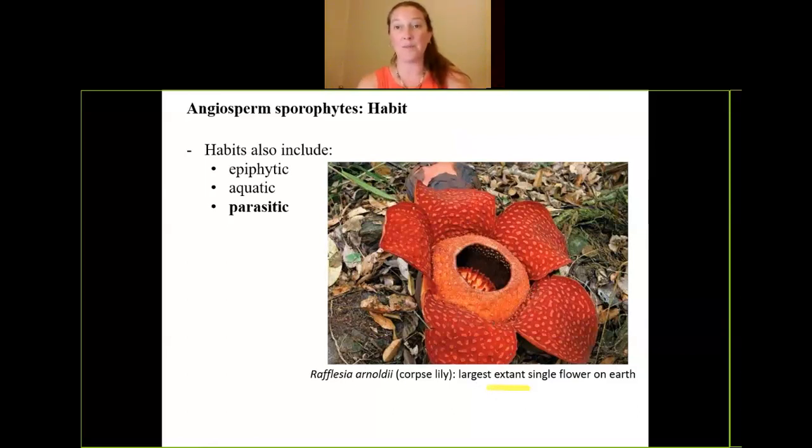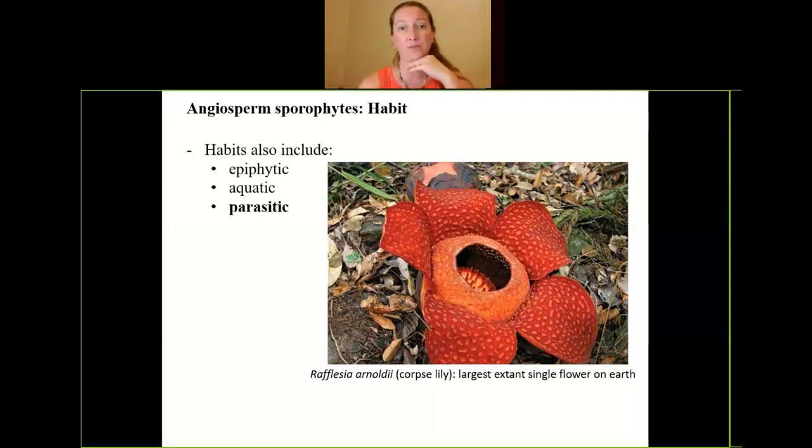So this flower is the largest single extant, or still living, flower on Earth, and it's actually a parasitic plant. It has a really, really bad smell. So its common name is the corpse lily because it smells really bad. It's actually pollinated by flies. All right, so basically it could have any kind of habit for the most part.